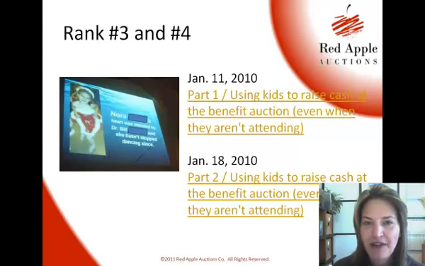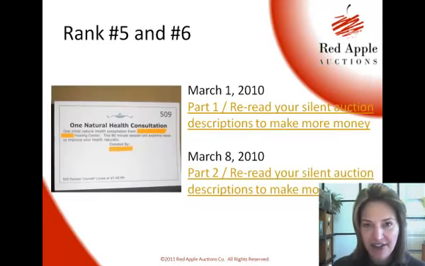Certainly, if your nonprofit benefits children, or if you're a school, there's ways to incorporate children into your event and remind guests of why they're giving, even if the kids aren't there. So, here's the 2 posts that talk to that. Ranked number 5th and 6th were written March 1st and March 8th. They were part 1 and part 2 again.